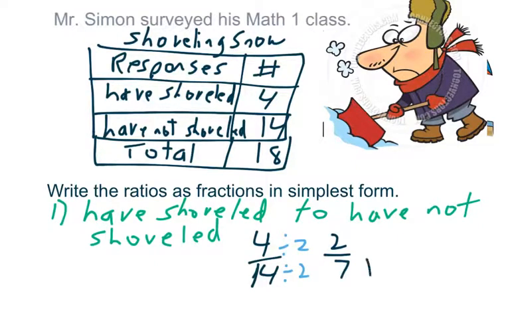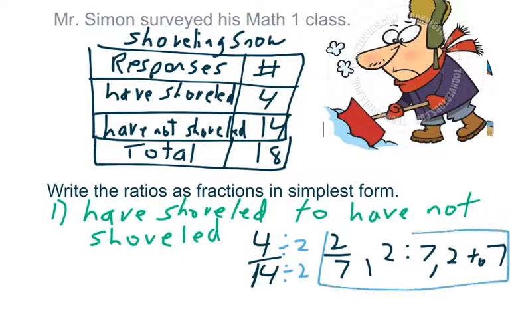I wrote it as a fraction. Let's go ahead and write this one all three ways. Normally you can just write it one way, but we're just practicing. So 2/7 is one way. I can write it 2:7, or I can use the word "to", 2 to 7. And all of those mean the same thing. So all three of those are correct answers, and any one would be accepted as a ratio.